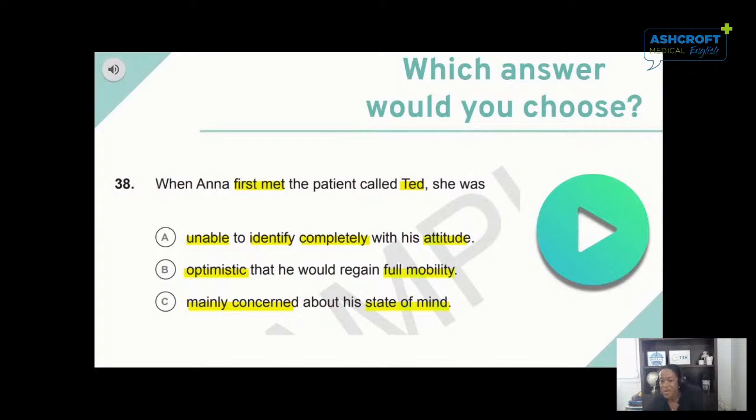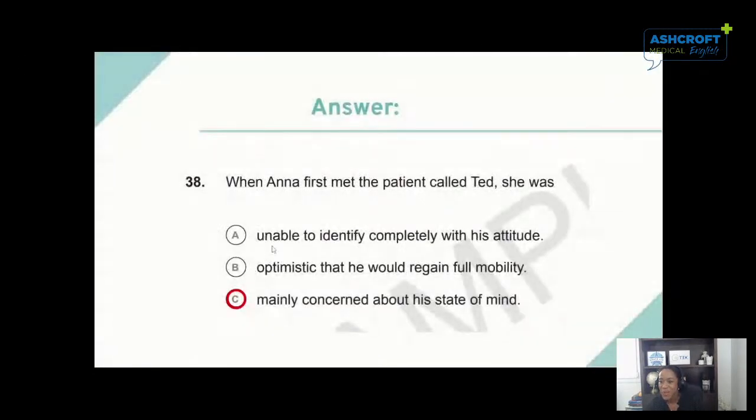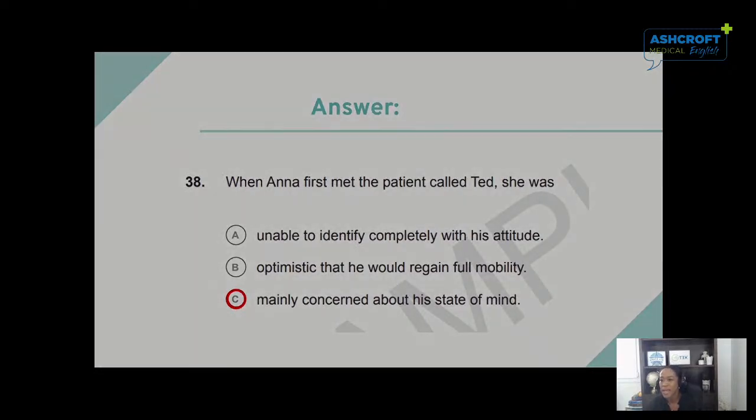Okay, right. So hopefully you've been able to choose the right answer. I'm going to move on to share what the answer would have been. So we can see that Anna was mainly concerned about his state of mind. Now, if you didn't get the answer correct this time, do not worry, okay? When you're practicing, what you can do with any incorrect answer is go to the transcript and try and work out where the answer was, okay?